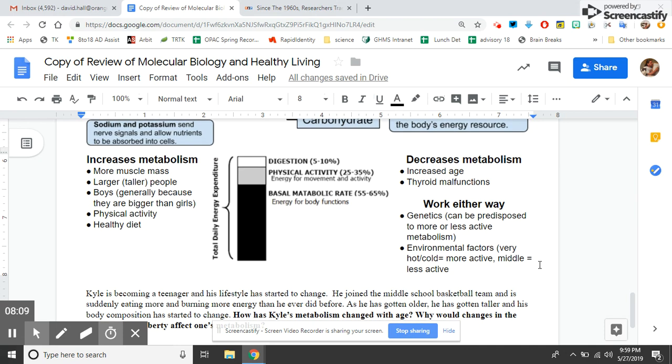Look at a couple of problems. So notice the basal metabolic rate is about 55 to 65% of all the energy your body burns. This is just the things that keep you alive. The other 35 to 45% is for physical activity and energy movement.